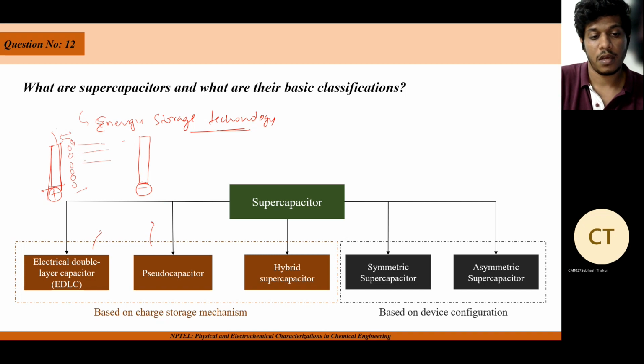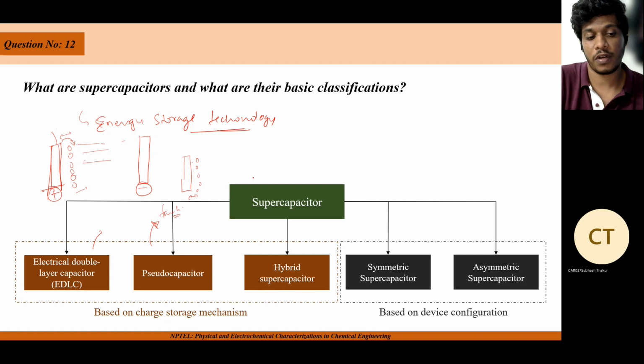Here what happens is that the charge storage occurs due to the Faradaic reactions happening at the electrode surface. So there can be a Faradaic reaction happening between this electrode material and the ions that are coming to this surface. This reaction will cause charge storage in this kind of supercapacitor. The other one is a hybrid supercapacitor, which is a combination of electrical double layer supercapacitor and pseudocapacitor.